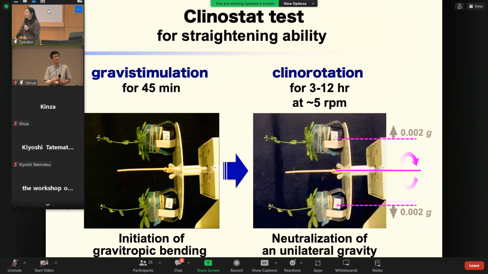Yeah, but then the stems first bend towards the stimulated direction, but afterwards, the stem maybe sensing curvature, they restore the posture, I think, but not through the effect of gravity.